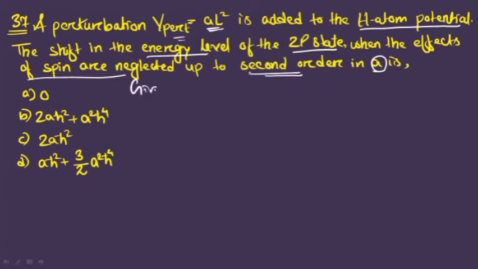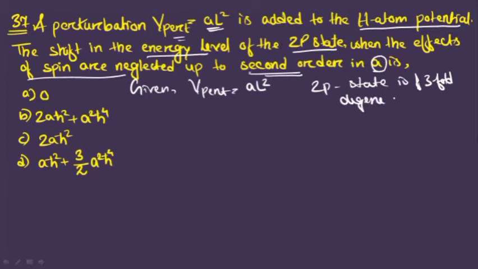So what is given to you here? V perturbed equals A L square. Now we are talking about the 2p state. So what is the degeneracy in case of the 2p state? It is threefold degenerate. And how can we calculate this threefold degeneracy?